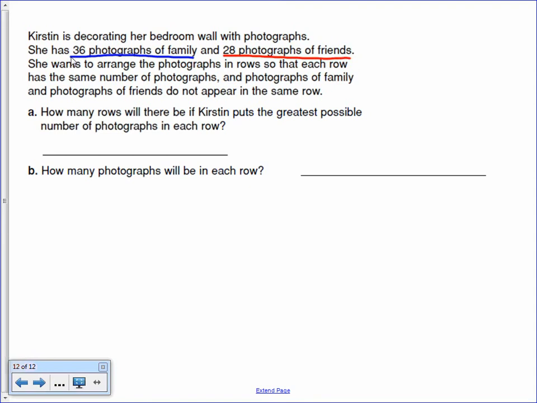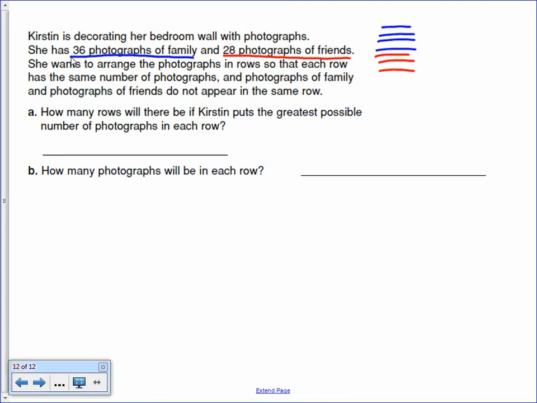So she wants to arrange the photographs in rows so that each row has the same number of photographs. Okay, so whether it be 6, 6, 6, 6 or 7, 7, 7, 7 or all that stuff. So each row has to have the same number of photographs. And the photographs of family and the photographs of friends do not appear in the same row. So we got to keep them separate. So let's do the family up here, and then we got to do the friends, however many number of rows it may be.